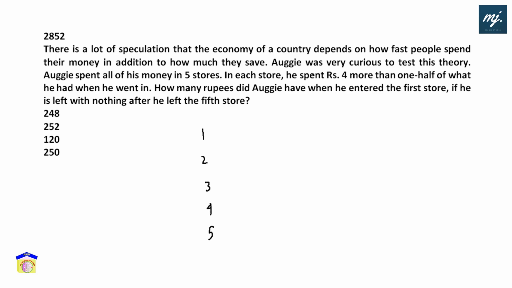In each store he spent rupees 4 more than 1/2 of what he had when he went in. Entry point, then remaining, then from the remaining he gives away 4, and that is the exit point. How many rupees did Augie have when he entered the first store if he is left with nothing after he left the 5th store?